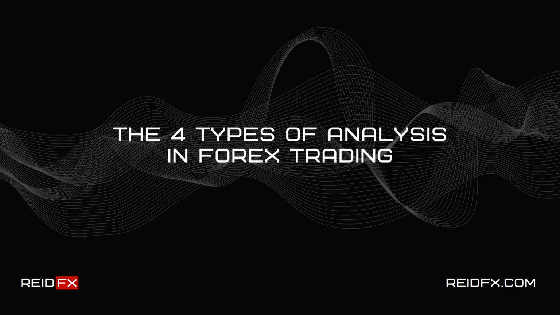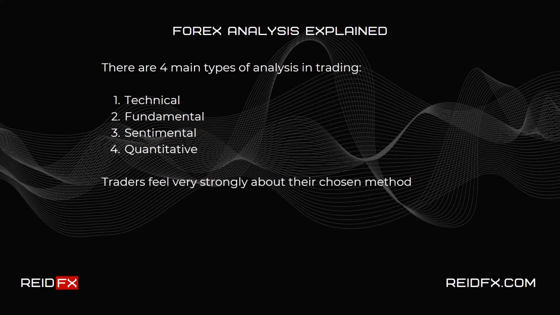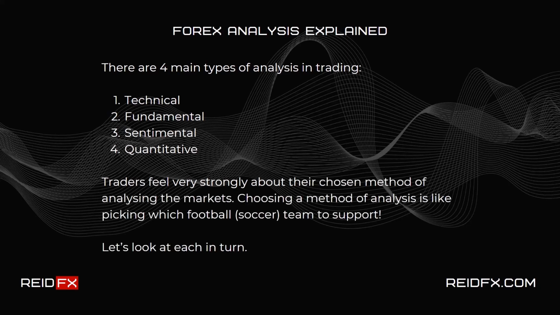In this lesson then we're going to look at the 4 types of analysis in Forex trading. So there are 4 main types of analysis: technical, fundamental, sentimental and quantitative. Now traders feel very strongly about their chosen method of analysing the markets, and choosing a method of analysis is a lot like picking a football team. So let's look at each one.